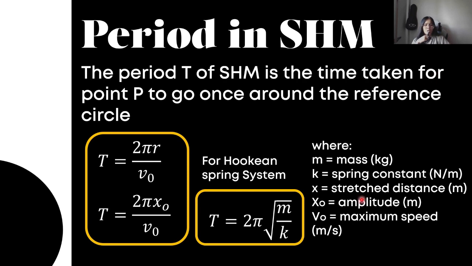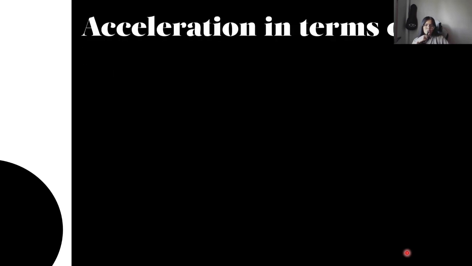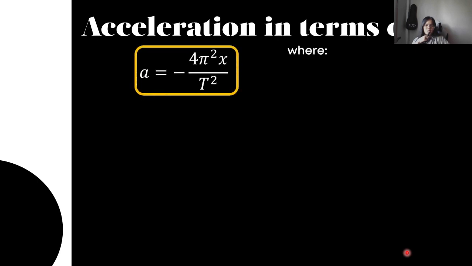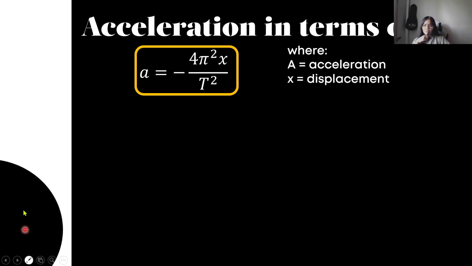Kapag pansin nyo guys, kapag may mga sub o, yun yung mga max natin, okay? So, for example, dito sa x sub o, amplitude, di ba yan yung tinatawag nating maximum displacement. So, dito rin sa speed, maximum din, kaya naka-sub o siya. Okay? So, we have acceleration in terms of period. Ayan yung formula natin. And then, same pa rin. Dapat small letter a 'to. Acceleration.